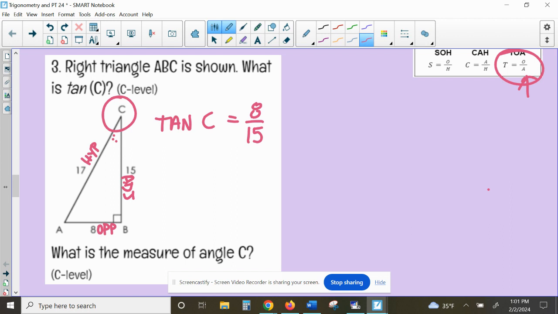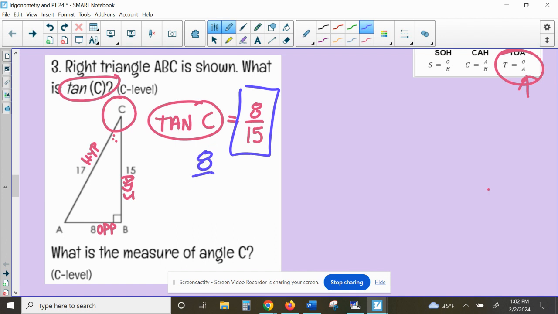Because let's go back to what it said. It's not asking us to calculate the angle measure yet. It's not asking anything. It just says, what is tangent C? Tangent C is right here. So if they ask you what tangent of C is, you will literally just type 8 over 15. And you are done. Okay? Don't be extra and do more stuff than they ask for.